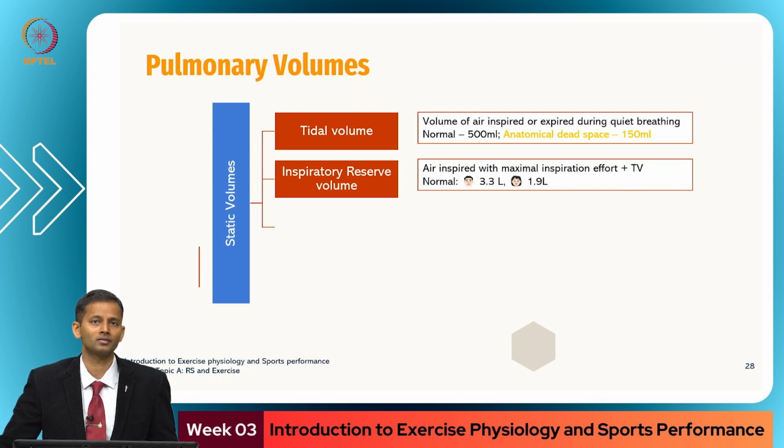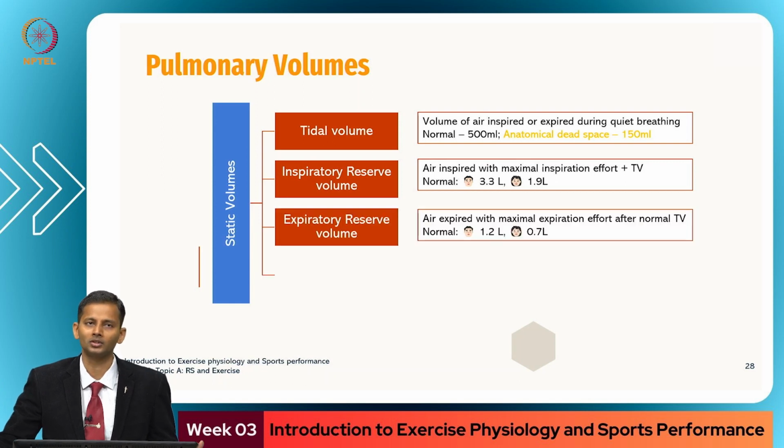What is inspiratory reserve volume? The air which is inspired with maximal inspiratory effort in addition to the tidal volume constitutes the inspiratory reserve volume. It depends on gender. In males it is about 3.3 liters and in females it is close to 2 liters.